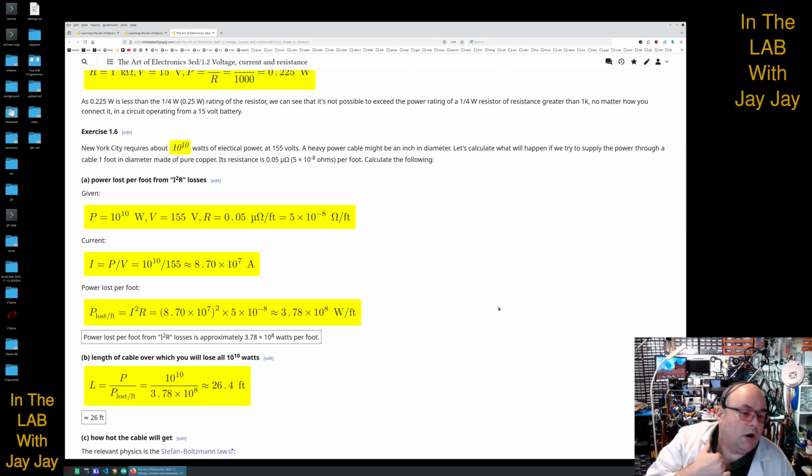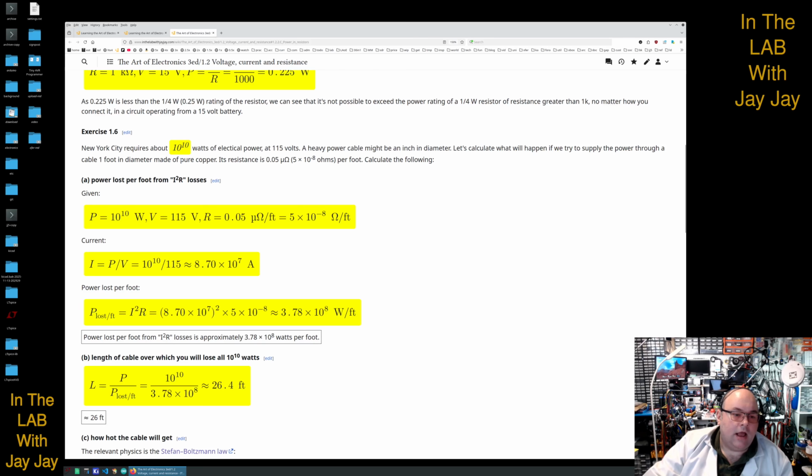New York City requires about 10 to the power of 10 watts of electrical power at 100. Oh, that's 155 volts. That's wrong. I'll just fix that. Hang on. All right, I fixed that. So if I just press refresh here, that should say it correctly now. It says 115 volts. It says that a heavy power cable might be an inch in diameter, but we calculate what will happen if we try to supply the power through a cable 1 foot in diameter, so 12 times bigger, made of pure copper.